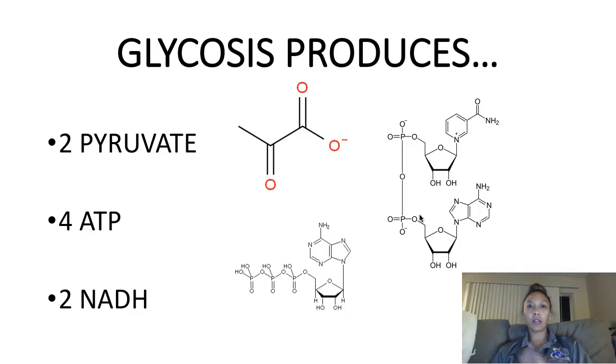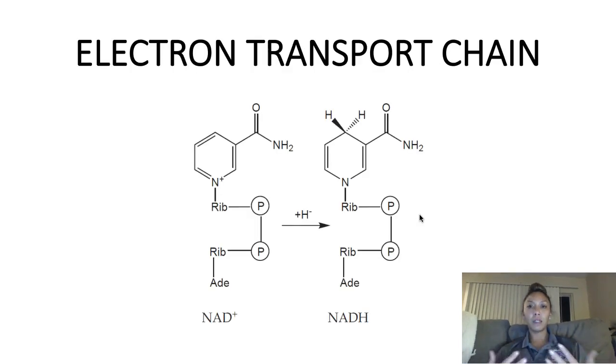So at the end of glycolysis, we get 2 pyruvates, 4 ATP molecules, and 2 NADH. It's great that we have our pyruvates and we have our NADHs, so that way we're able to get more ATP later on by using the electron transport chain. So now we get into the electron transport chain, and basically this is an aerobic process as well. It uses oxygen and binds to hydrogen in order for us to be able to form ATP molecules.